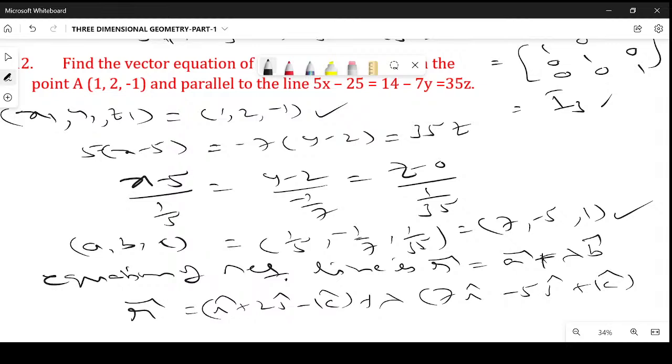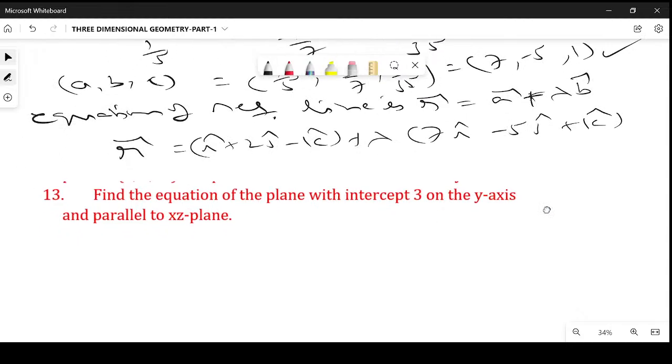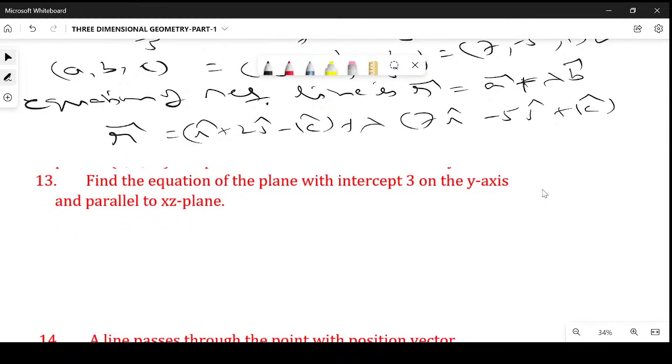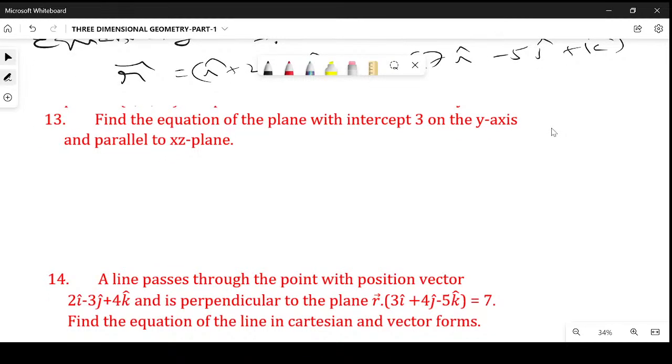Sometimes they will ask for the Cartesian form also. Cartesian means x minus x1 by a equal to y minus y1 by b equal to z minus z1 by c. You can also write the Cartesian equation. So this is the vector form. So we understood this. Now coming to the 13th one. I hope you understood that question number 12 is clear. Now I am going to explain question number 13.